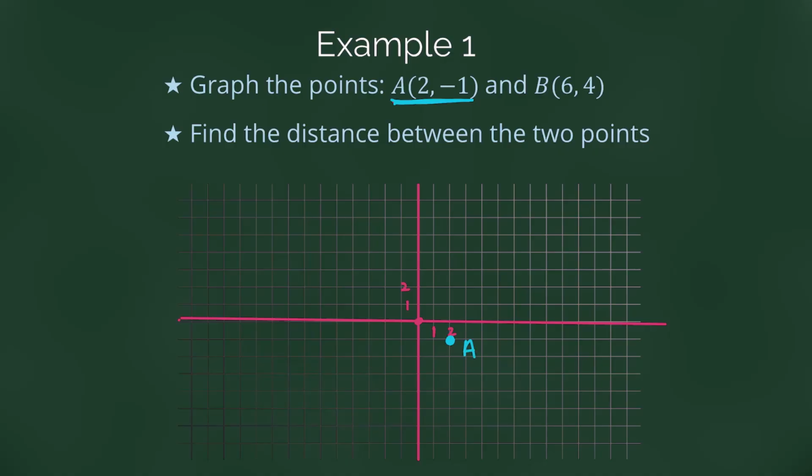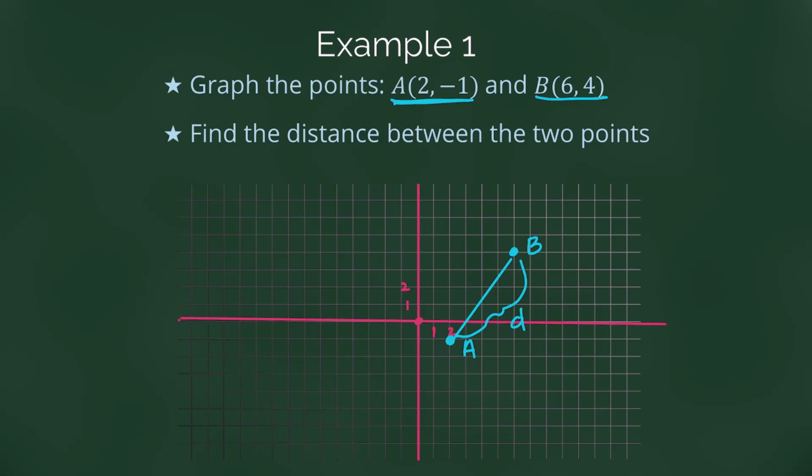And then B is going to be 6 in the x direction, so I can count 1, 2, 3, 4, 5, 6, and then I go up 4 in the y direction, and I plot my point B. And now my distance is going to be the length of the segment that I draw. Oh, I did B in blue as well. That was a little bit silly, but I'm going to roll with it. All right, my distance is going to be the length of this segment.